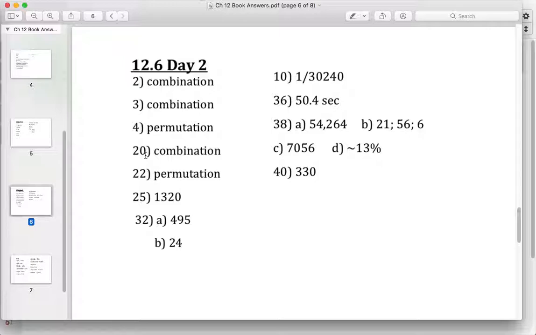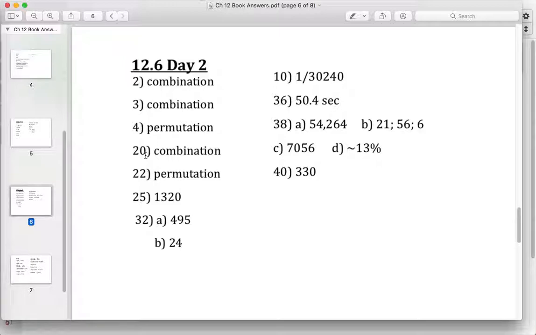Okay, so question 2 was a combination. Question 3, that was a combination as well. Question 4 was a permutation. The difference between the two is combinations are used when we're counting things where order does not matter, and permutations are used to count items when order does matter.